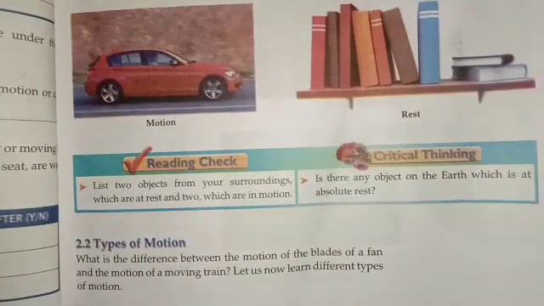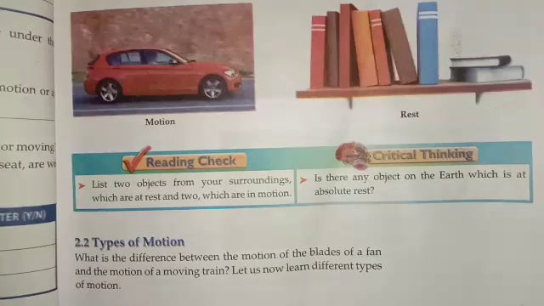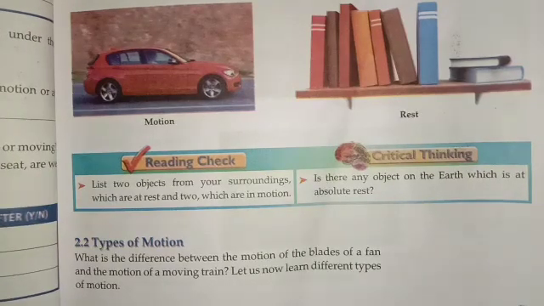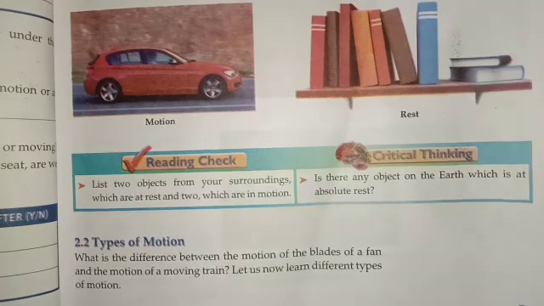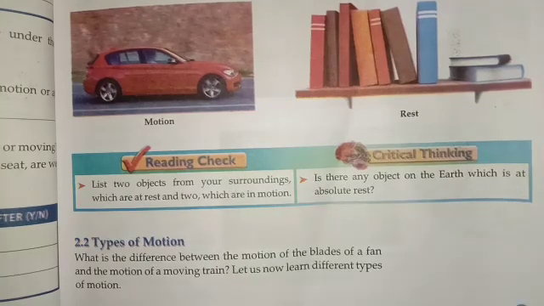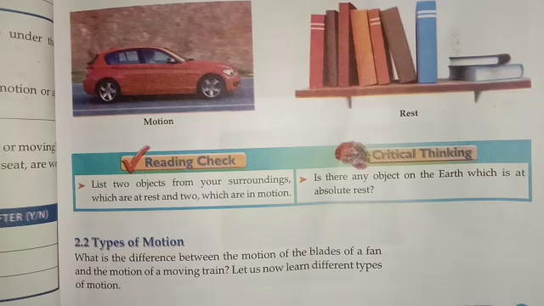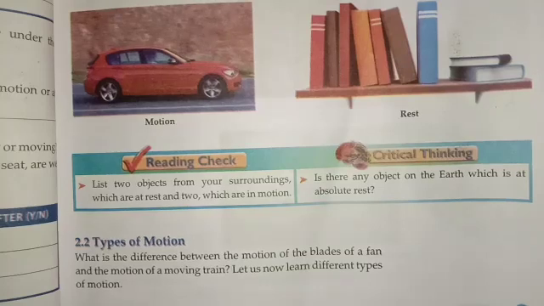See, motion, you already know: when the object is changing its position with respect to time, that is called motion. When the object is not changing with respect to time or surrounding, it's called the body is at rest, like a tree is at rest, the building. Okay. Now the body is moving when the position of the object is changing with respect to surrounding and time, that is called motion. Now come to different types of motion.